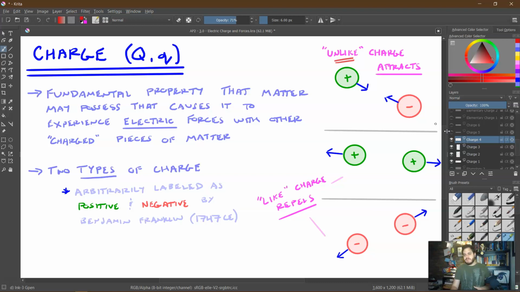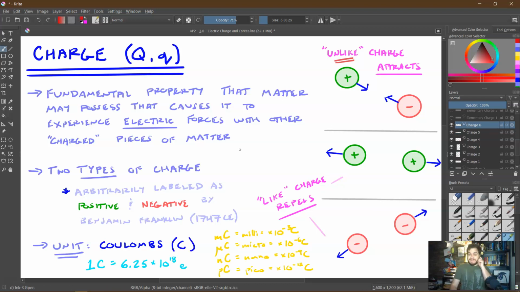Okay, now additionally, the unit of charge is the Coulomb, which we abbreviate with a capital C. Now, you may remember this, that a Coulomb is a humongous amount of charge. In fact, it is 6.25 times 10 to the 18 electrons. That e actually stands for the elementary charge. We'll get there in a second, but essentially, you have to have trillions upon trillions of electrons to have a single Coulomb.